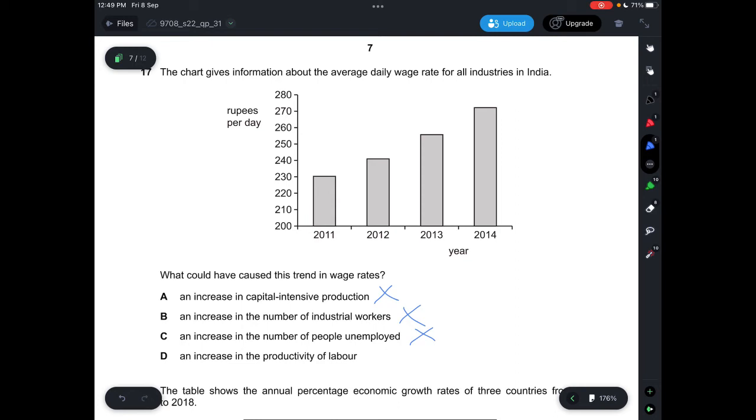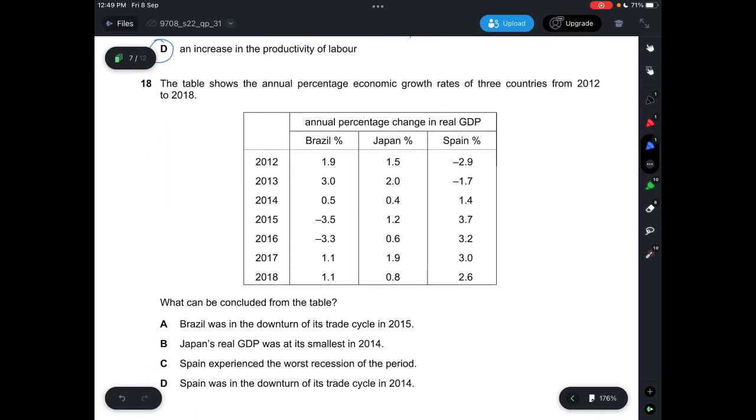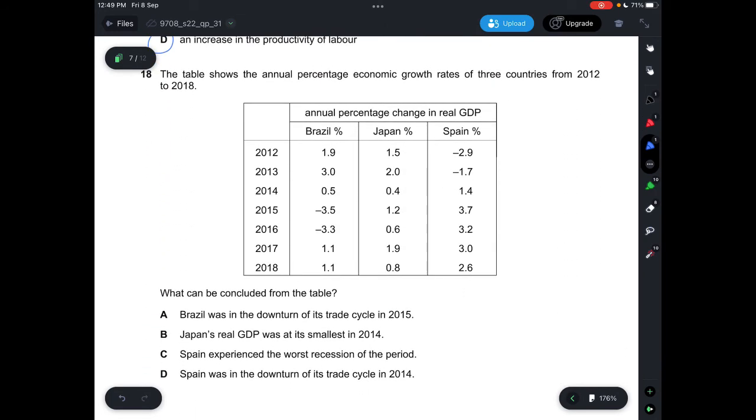And D, an increase in the productivity of labor, so it should be D. When you have an increased productivity, that means that there will be higher MPP. When there's high MPP, there's higher MRP, and when there's higher MRP, you'll be able to pay a higher wage rate. Alright? Question 18, the table shows the annual percentage economic growth rates of 3 countries from 2012 to 2018.